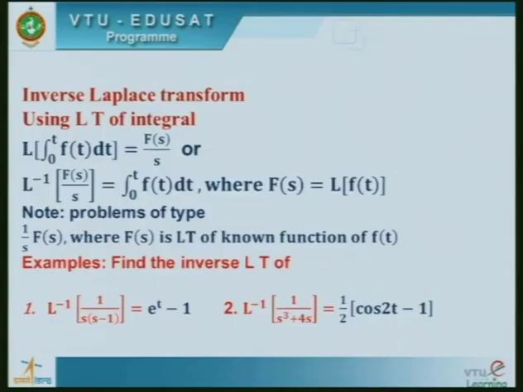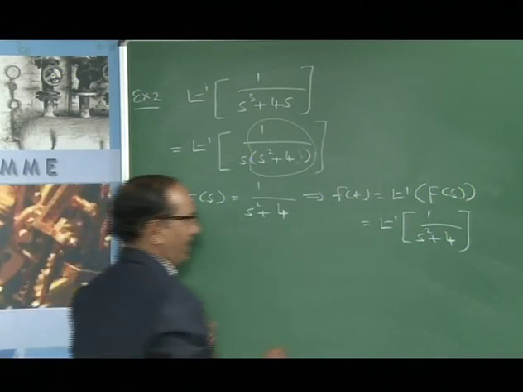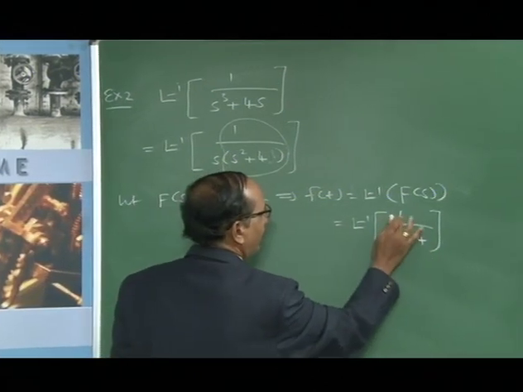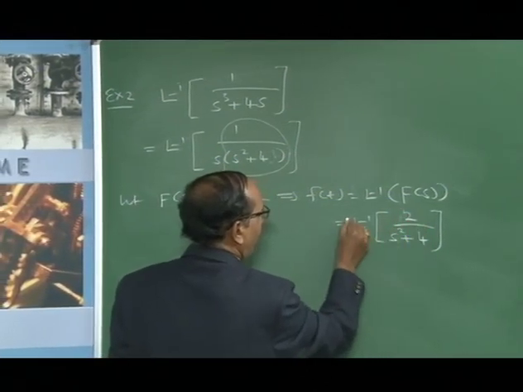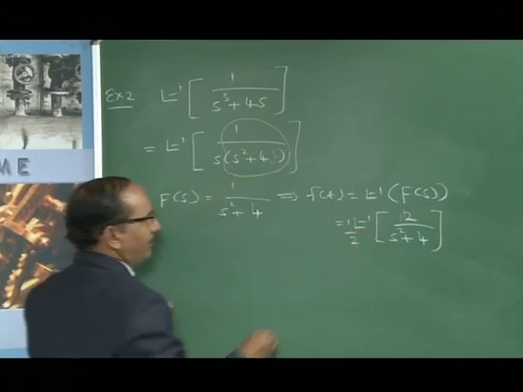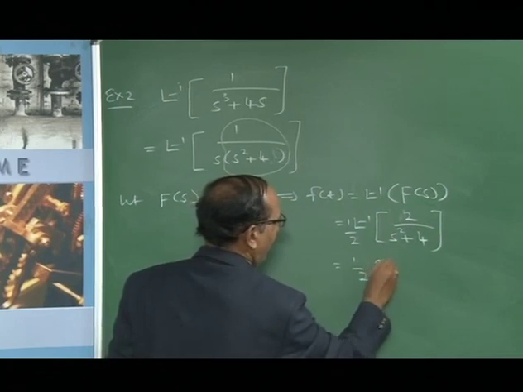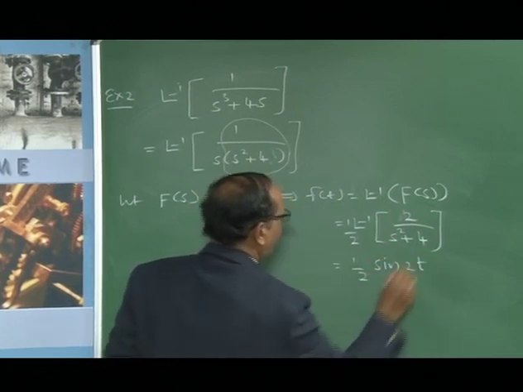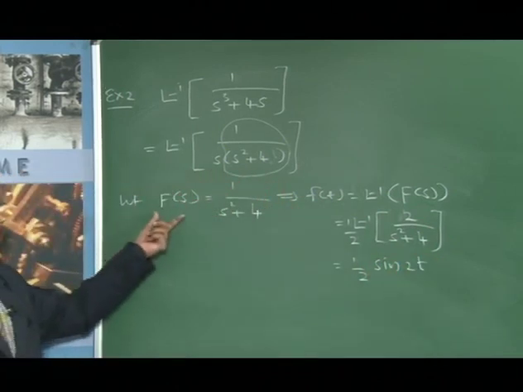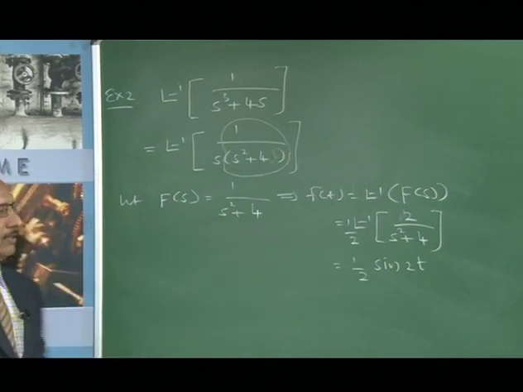What is the Laplace transform of sin at? a divided by s square plus a square. So, a is 2 here, I can write multiplying 2 and dividing 2. So, one can easily write 1 upon 2 into this, the standard one, sin 2t. So, for this f of s, f of t is obtained.